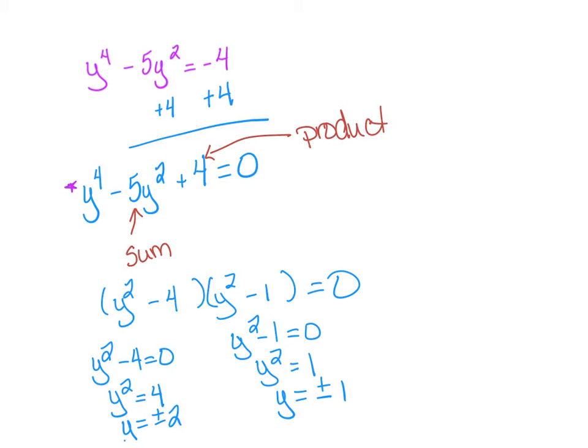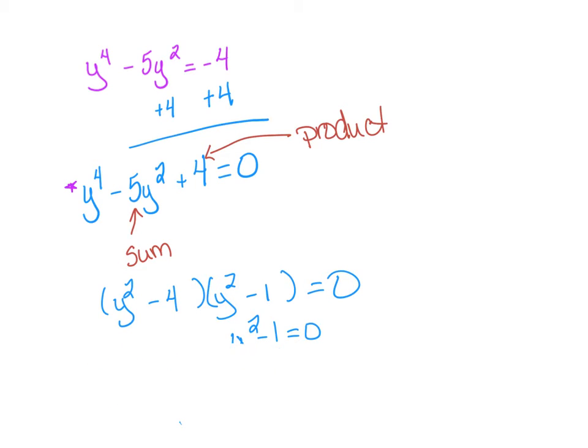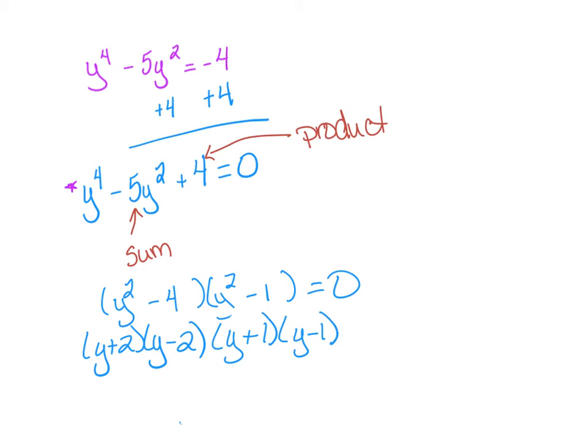Another way that we could do it is we could factor these further. Now, y squared minus 4 is a difference of perfect squares. Y squared is perfect and 4 is perfect. So that can factor to y plus 2 times y minus 2. Okay? The same is true for y squared minus 1. That's y plus 1 and y minus 1. All of those are still equal to 0.